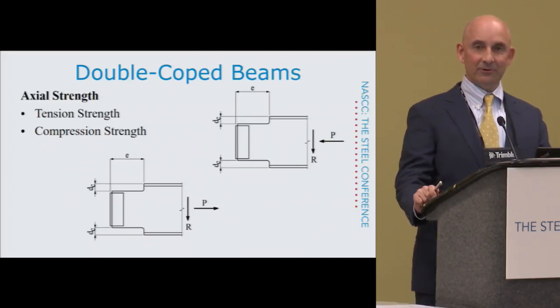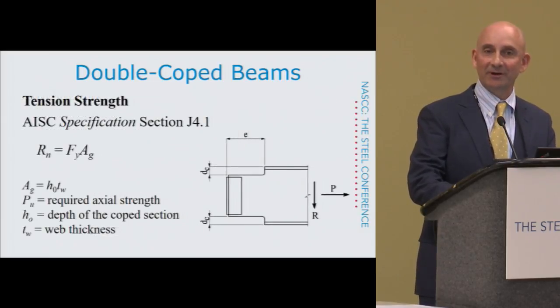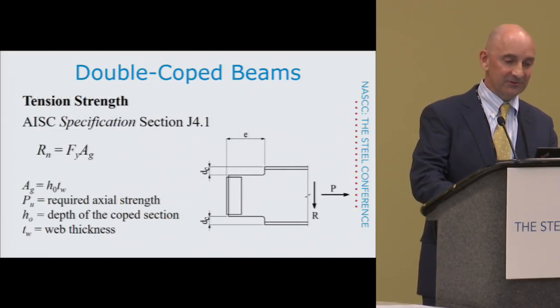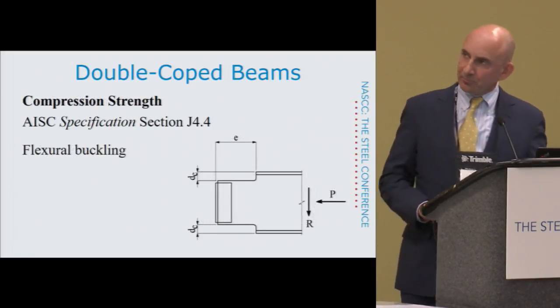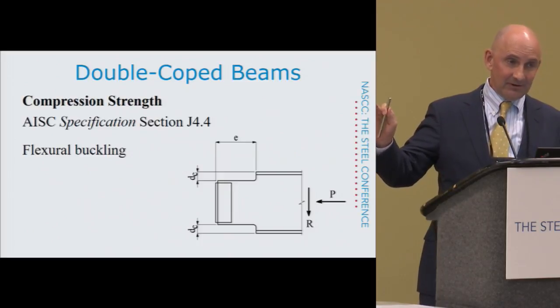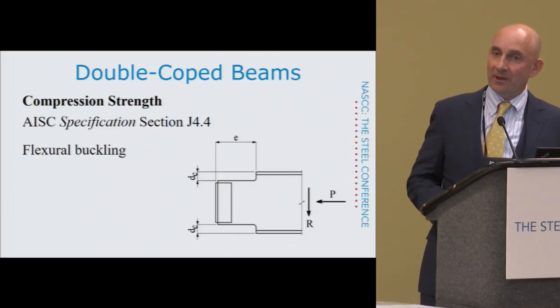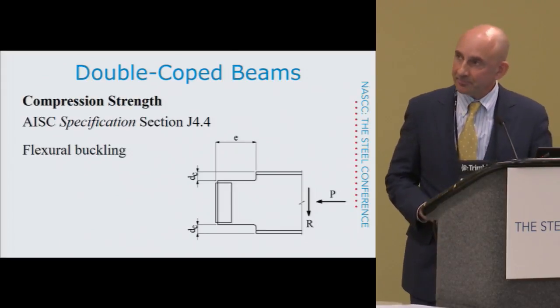All right, but as it turns out, the tension is the same as what we had for single copes, section J4.1 of the specification. For compression, we can go to chapter J, which is for connections, J4.4, and let's see what that gives us. That's going to be a flexural buckling. It's going to be the same as what we have in chapter E for flexural buckling of a column.